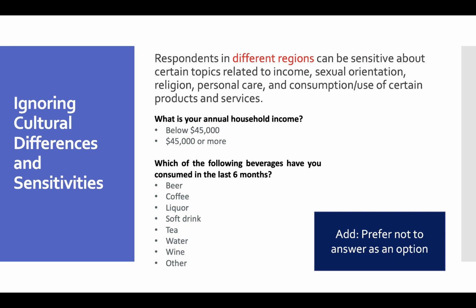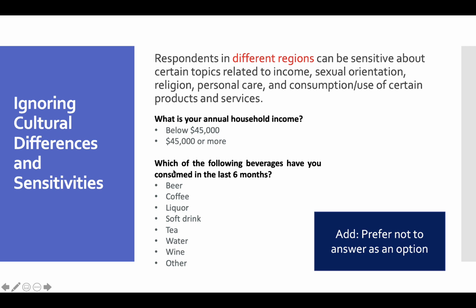All right, ignoring cultural differences and sensitivity. As you know, respondents in different regions can be sensitive about certain topics related to income, sexual orientation, religion, personal care, and consumption use of certain products and services. So what is your household income? Below 45,000 or 45,000 or more? If you're going to do a demographic question, you should really have more responses, because this might make the respondent feel like they're below the poverty line, or above it.